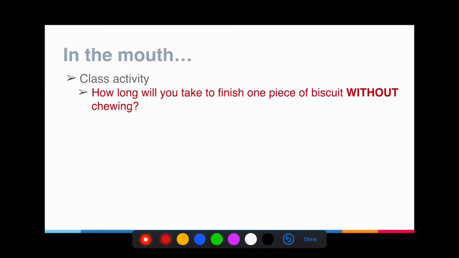So let's try this out wherever you are. Just take out a piece of biscuit. As much as possible, choose a plain biscuit, not something that's Oreo based or chocolate based or strawberry based, so that it has no taste at all.